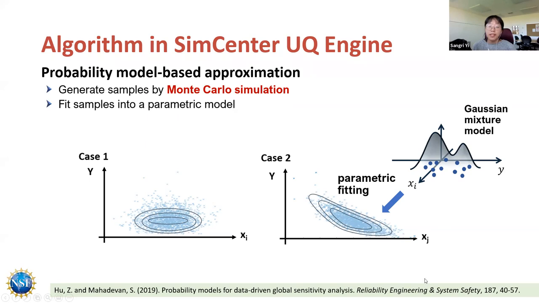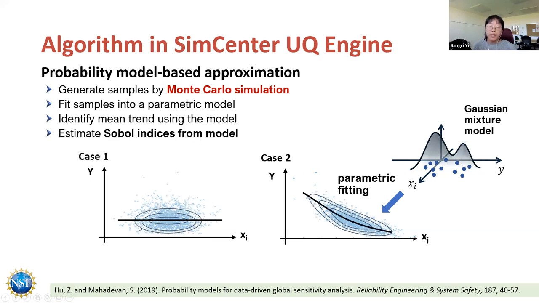But the important thing is that since we have fitted this shape of data in a parametric way, we can easily identify the mean trend using this model. And once this trend is identified, estimating the variance of this trend is also very trivial. So once the model is acquired, the Sobol indices can be acquired from the model.